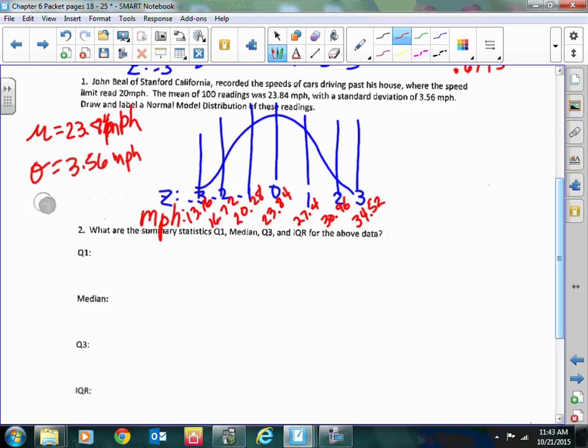Okay. And the final thing I want you to do is put your percentiles on here. Just the 3 main percentiles of 1 standard deviation away from the mean is how much data? 68%. 2 standard deviations around the mean is how much data?